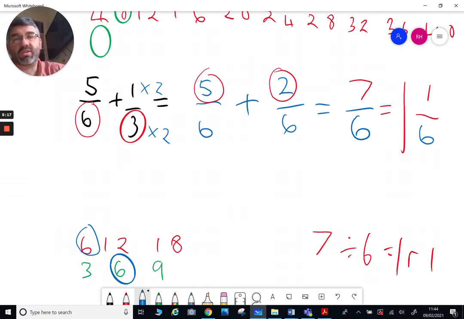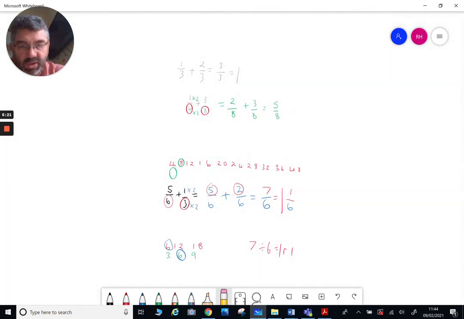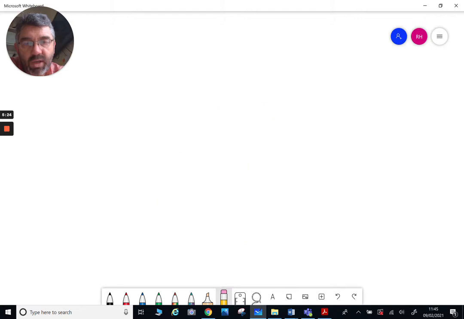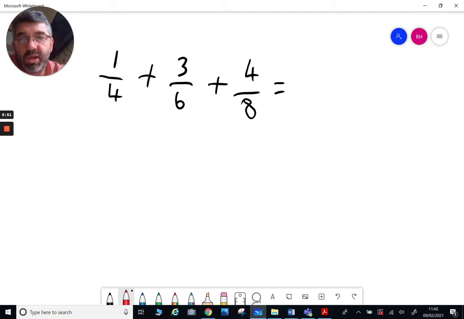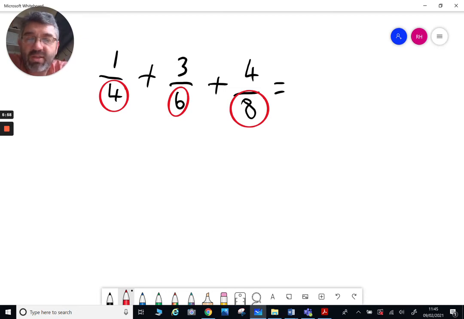Okay, right. Let's see if we can clear the screen, and we'll carry on with something a little more complicated. Right then, let's go to the idea of having 3 fractions that we need to add at the same time. So we take 1/4 and we add 3/6, and we'll have 4/8 there. Okay. If you have a quick look at that, you'll notice we've got 3 totally different denominators.